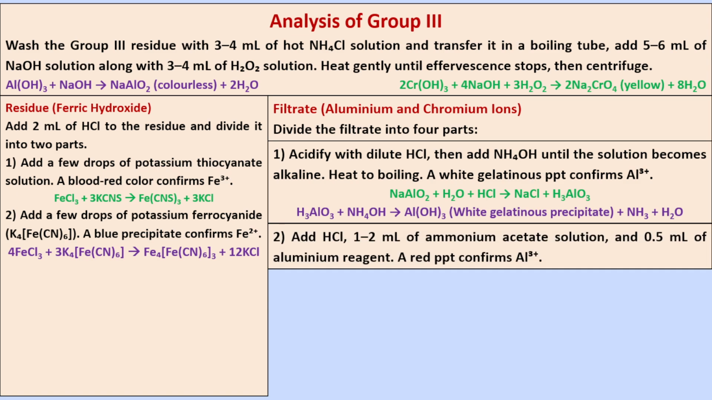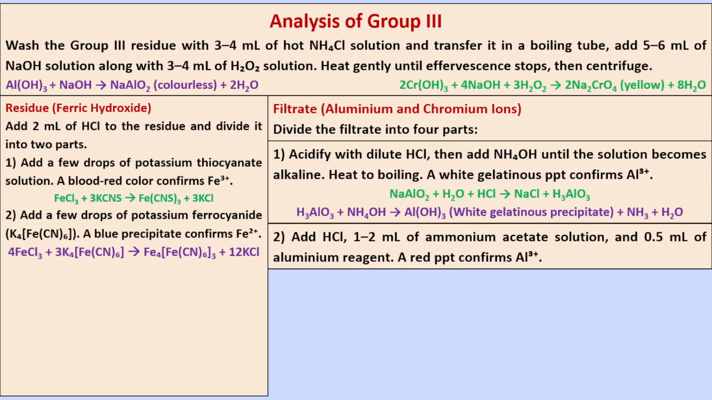To the second part, add dilute HCl followed by 1 or 2 ml of ammonium acetate and 0.5 ml of aluminum reagent. A red precipitate confirms the presence of aluminium ion.